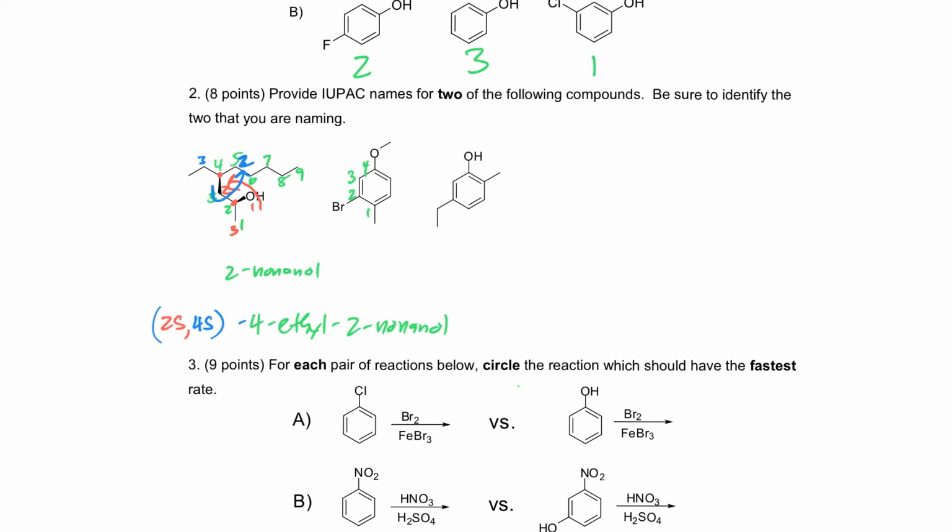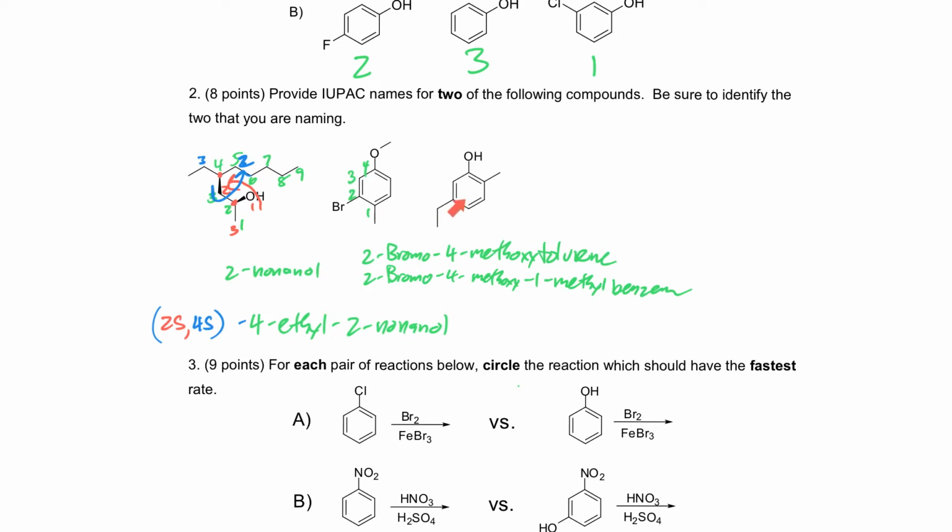If I name it as a substituted toluene, I have 2-bromo-4-methoxytoluene. If I name it as a substituted benzene, I have basically the same thing, 2-bromo-4-methoxy-1-methylbenzene.